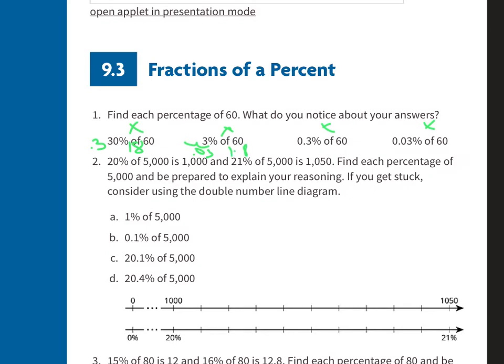0.3%, so if you notice, they're just moving the decimal over once. So 0.3% is 0.18, and then 0.03% is 0.018. Okay, so we just moved the decimal over once, then again, then again.